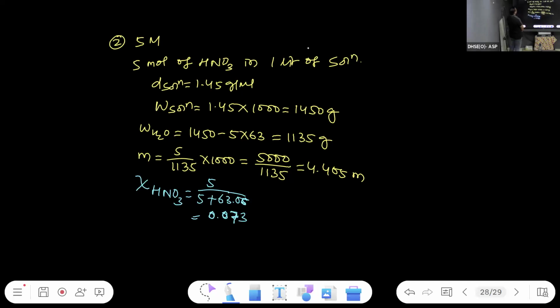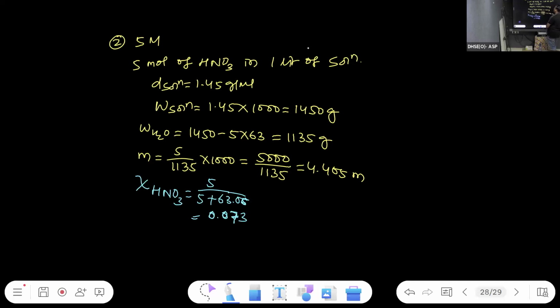Yes, students, in this question molarity is given. Okay, so molarity is given. Molarity means number of moles of solute present in 1 liter of the solution. If the molarity is 5, it means 5 moles of HNO3 is present in 1 liter of the solution. So density of the solution is given 1.45 gram per milliliter. Then how to calculate the mass of the solution? The mass of the solution is volume into density.